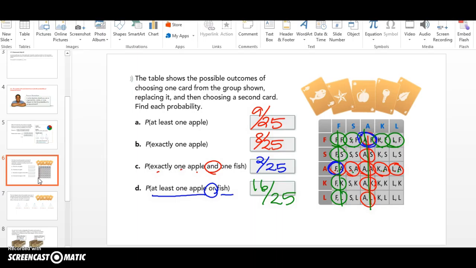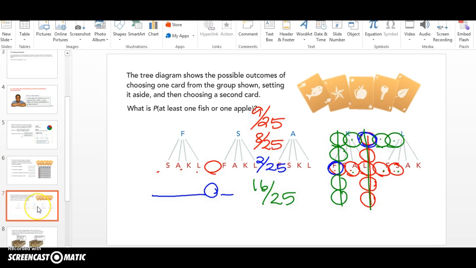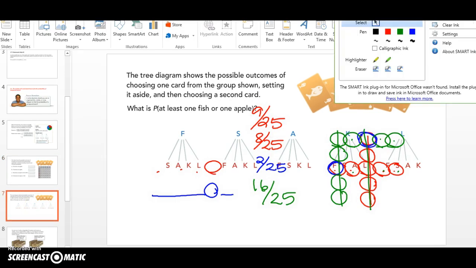All right, I want you to go to the next slide, and I want you to try that one on your own and see if you can get the right answer.